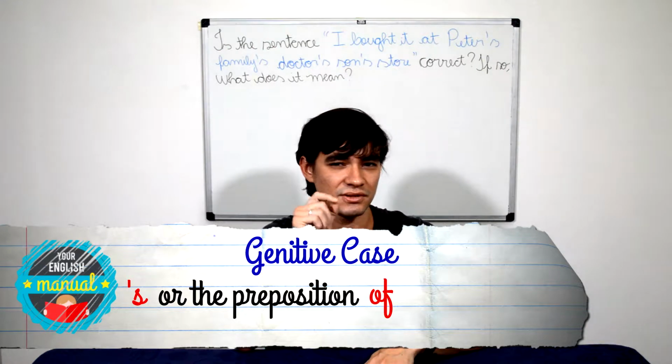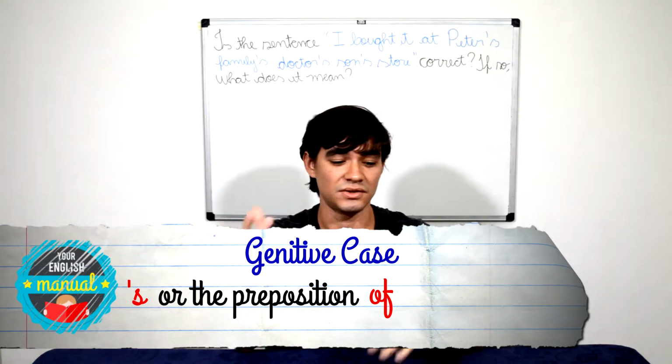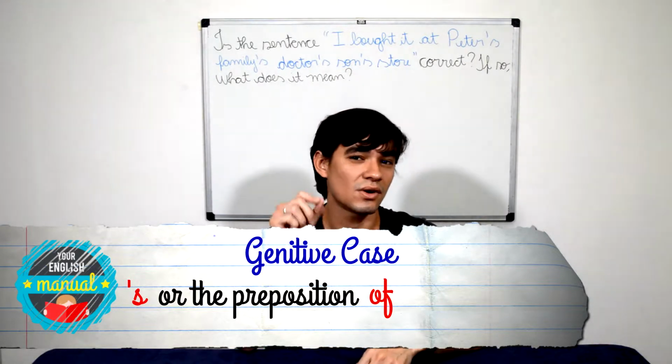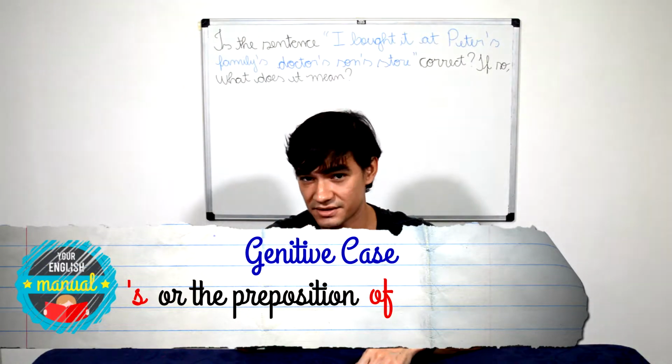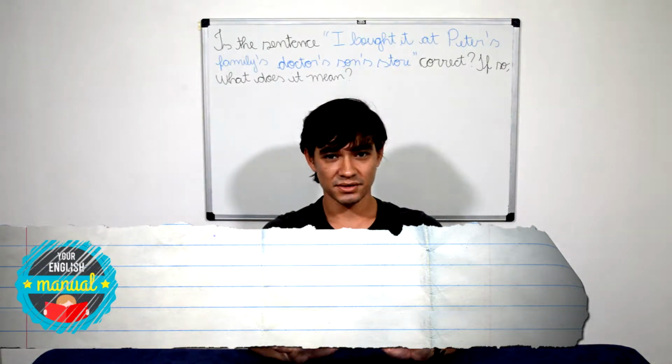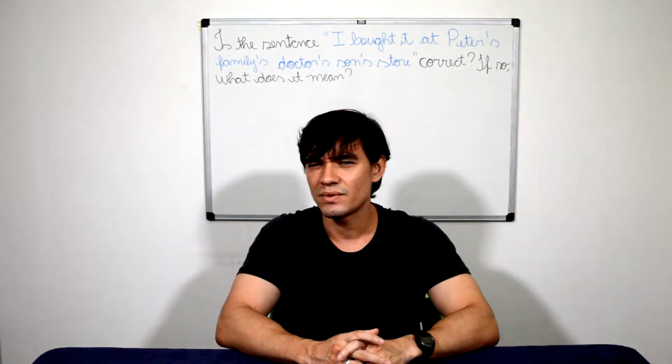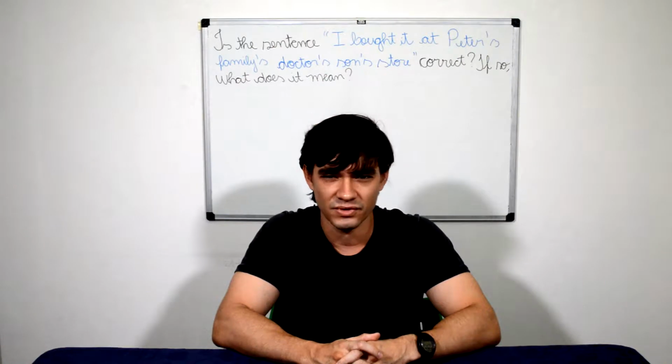Using the preposition of to indicate ownership or a relationship between things is also part of the genitive case. But first, before we learn when to use each one, do you guys know where this apostrophe s came from?